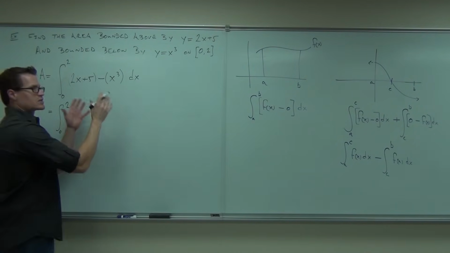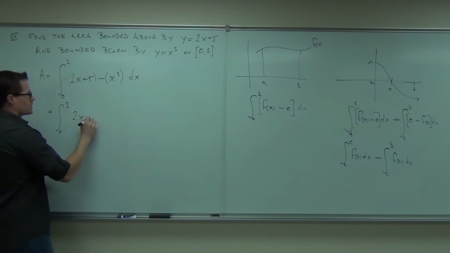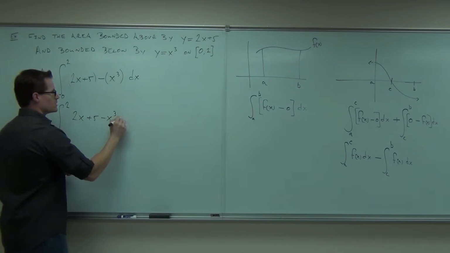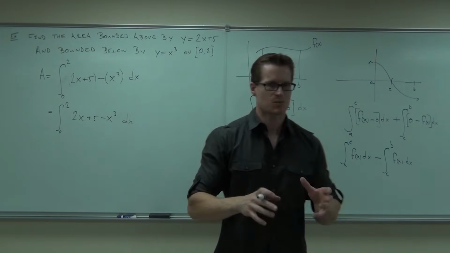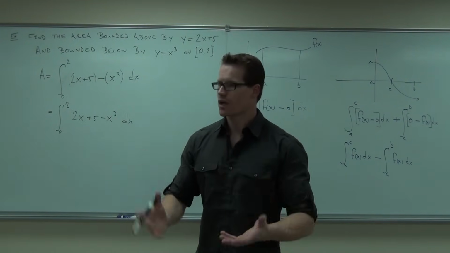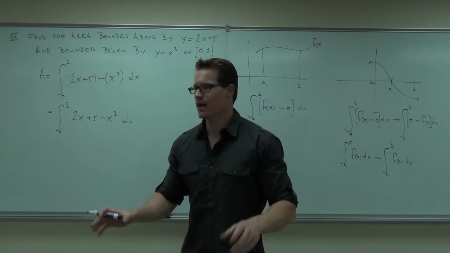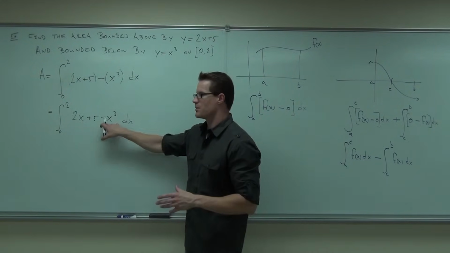So parentheses in this case aren't doing anything. We've got the integral of 2x plus 5 minus x cubed dx. Notice how we don't have to have two separate integrals. When we put them together like this, it just basically becomes one large integral, which is great. We could easily do that. It's just subtracting off this piece of the puzzle.